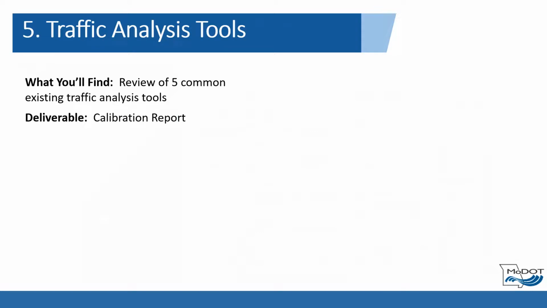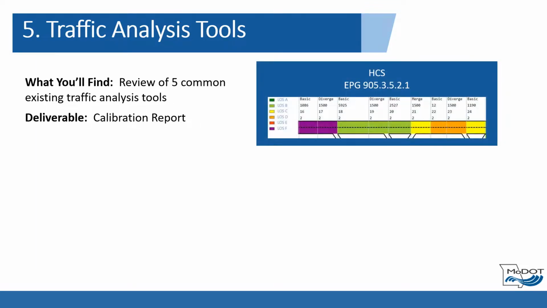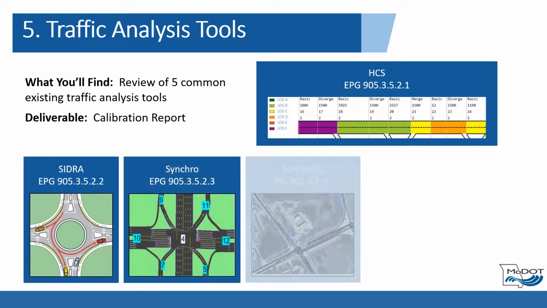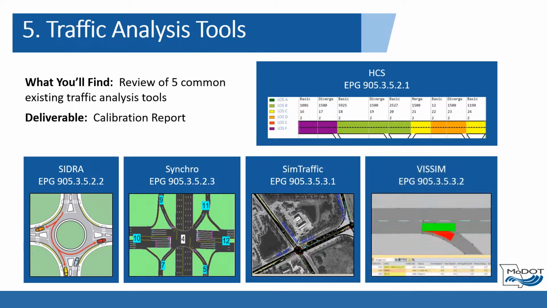Chapter 5, Traffic Analysis, includes a review of existing tools and considerations for their use. This section includes detailed information on 5 analysis platforms. They are Highway Capacity Software, or HCS, Sidra, Synchro, SimTraffic, and Vissim. A training video is available for each of these software. While 5 software platforms are highlighted, other platforms may be used based on the needs of the project.